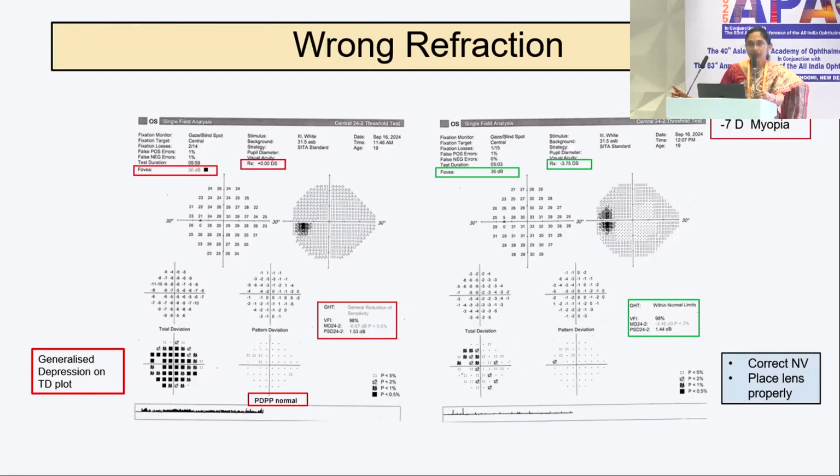So when his refractive correction was entered properly, he was a myope of 7 diopters. When this was entered properly, his near vision correction also gets corrected, and because of that he could identify the spots correctly, the stimuli that were presented correctly, and this has shown a lot of correction in his visual field.